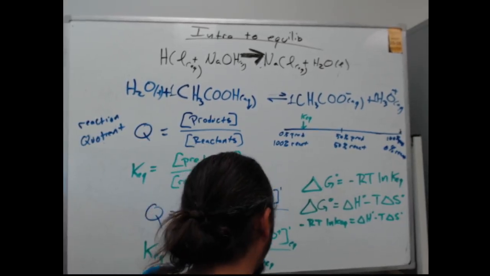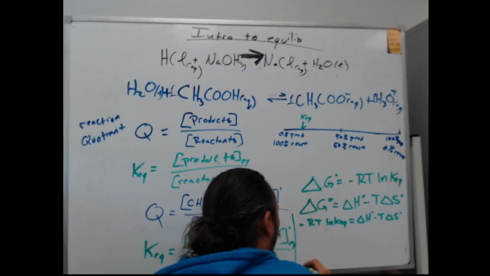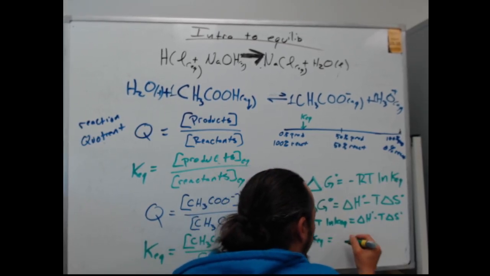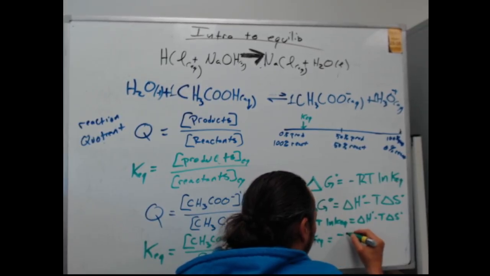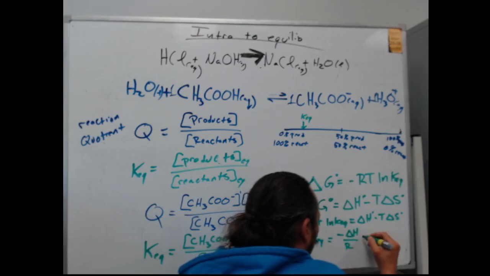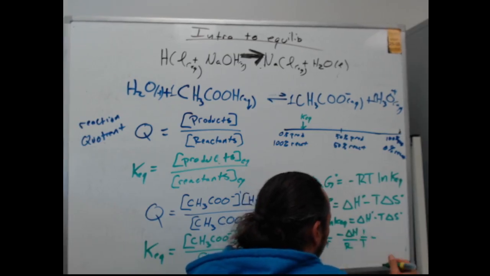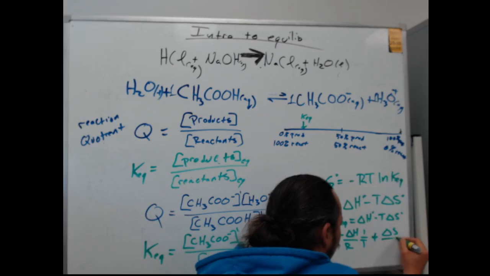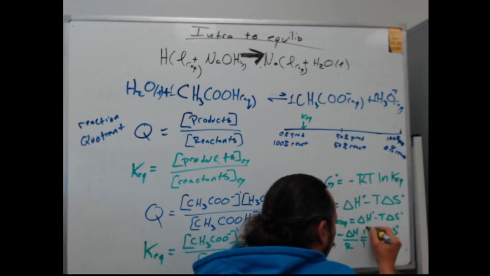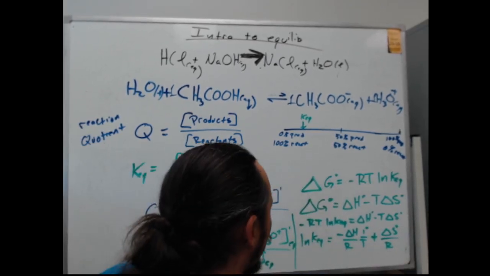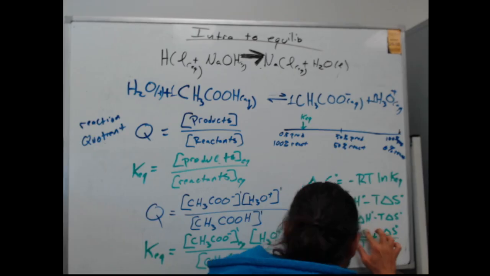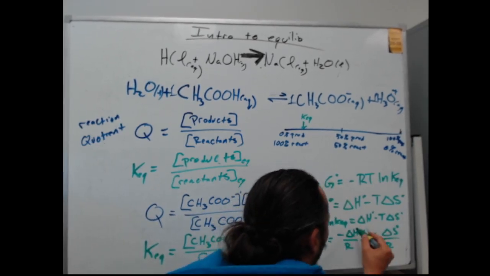And then I'm going to do a little division. I'm going to end up with ln KEQ is equal to negative delta H over R times 1 over T, plus delta S over R. And the reason I like this one, I put my superscript 0 in the wrong spot.